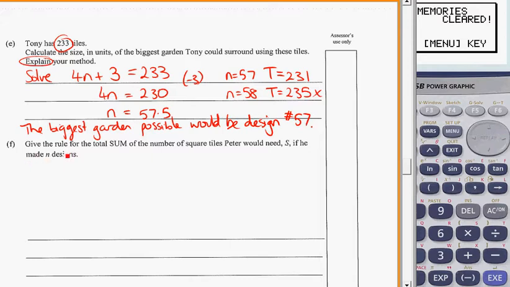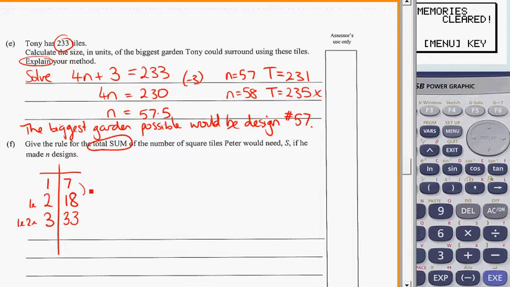Right, part F, give the rule for the total sum of the number of square tiles Tony would need, S, if he made n designs. So we need a table. If he made the first design, we're going to need 7 tiles. If he makes the first and the second designs, he'll need 7 plus 11, which is 18. If we made the first and the second and the third design, we'll need to add on another 15 to that for the third design, which is 33.